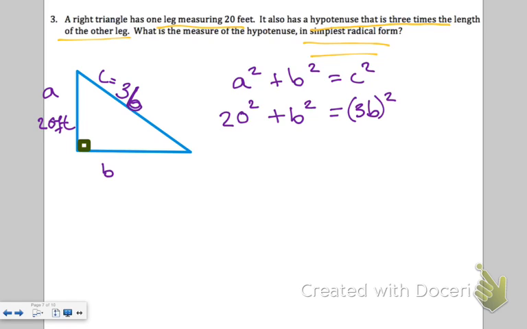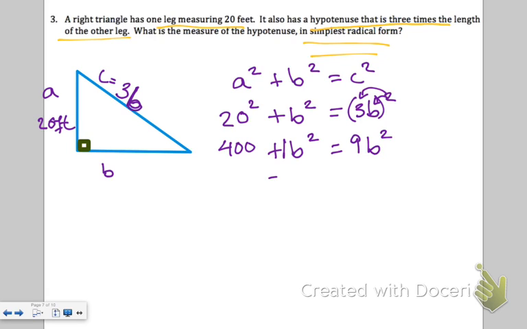So for 20 squared, we have 400 plus b squared is equal to, so now we have 3 squared, which is 9, and b squared, which is b squared. So notice we have one variable to solve for. We have to solve for b somehow, right? So the coefficient for the b on the left-hand side is 1b squared.